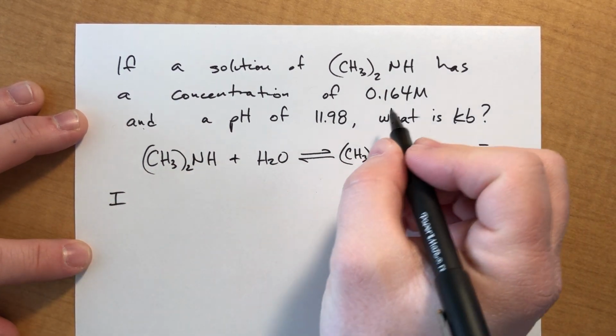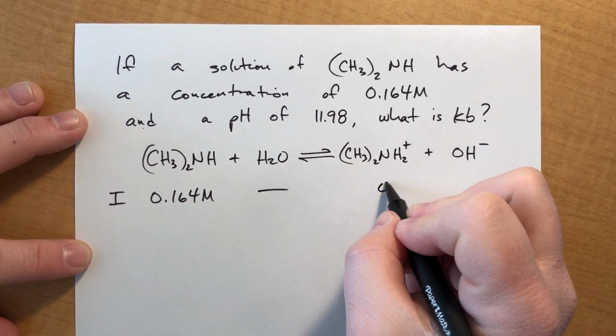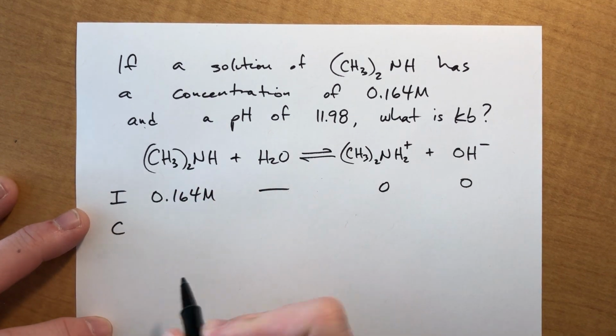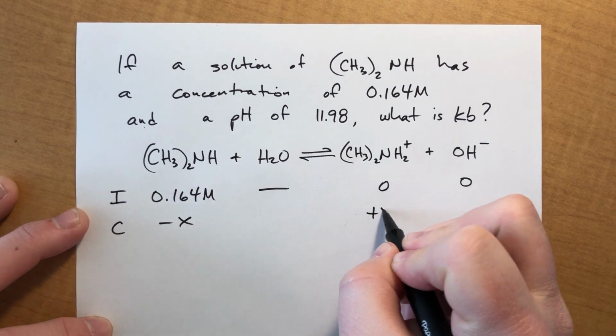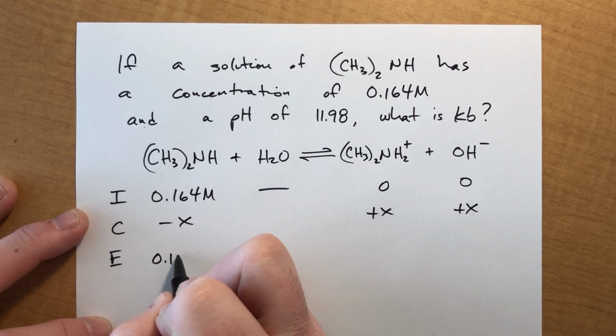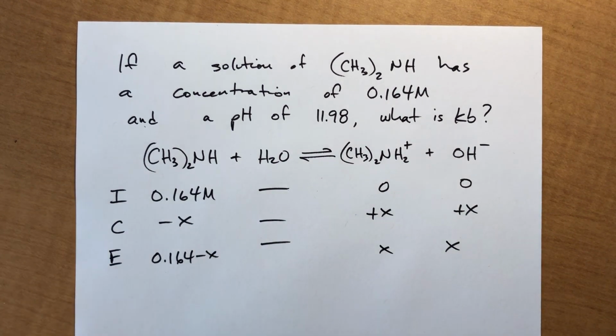The initial conditions are 0.164 for this compound and zeros for everything else. We're ignoring the water. The change is this is going to decrease by some amount and those are going to increase by some amount. And equilibrium is going to be 0.164 minus x, and this is going to be x, and this is going to be x. And we're ignoring the water.